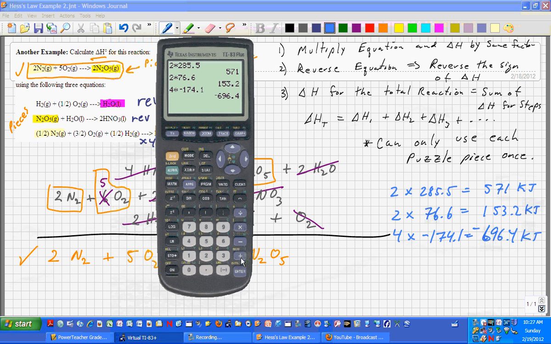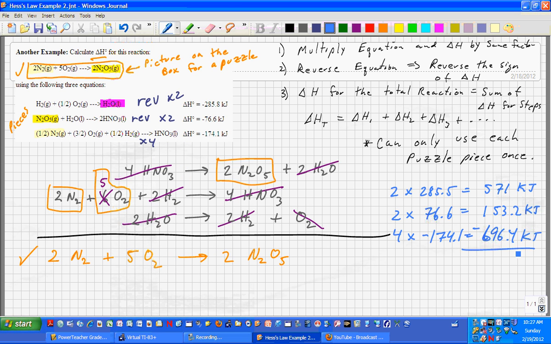So it's going to be the answer plus 153.2 plus 571. Hit enter, and we get 27.8 kilojoules. So if I total these up, I get 27.8 kilojoules. All right, double that. Yeah, that looks about right. And quadruple that. Add those guys up. This is about 600 and something. Yeah, it looks pretty right.